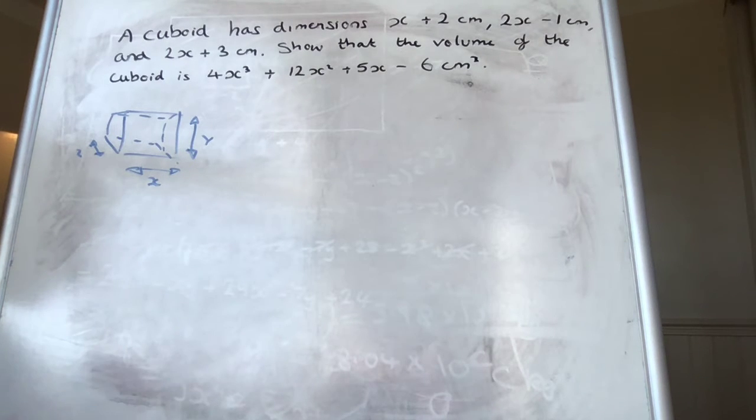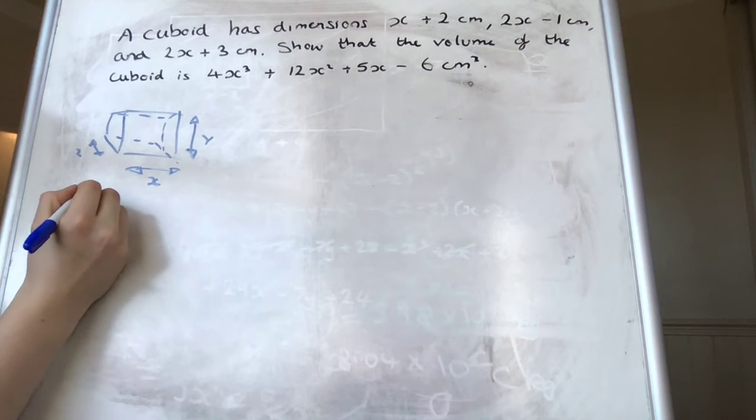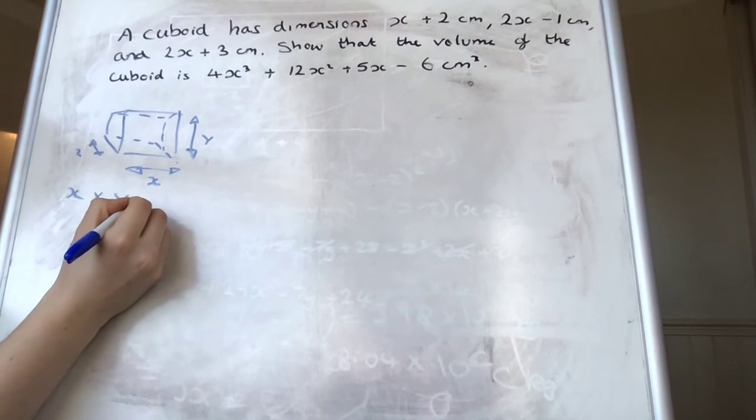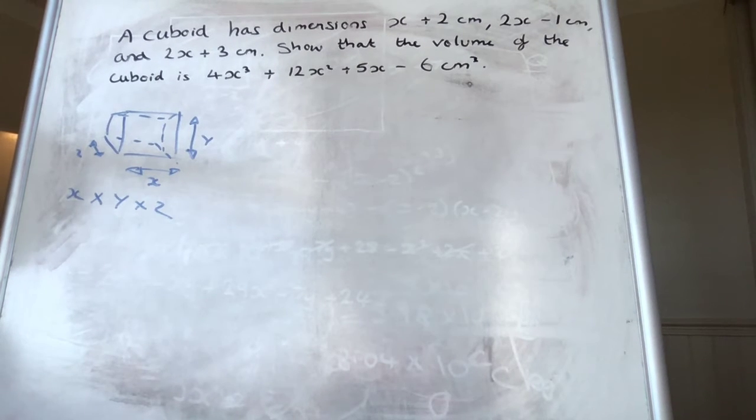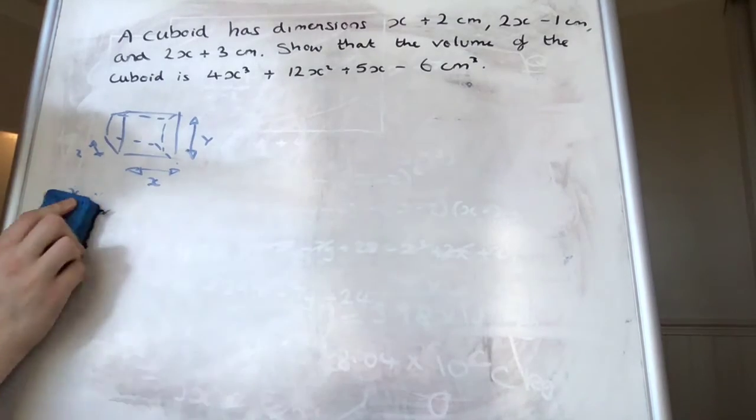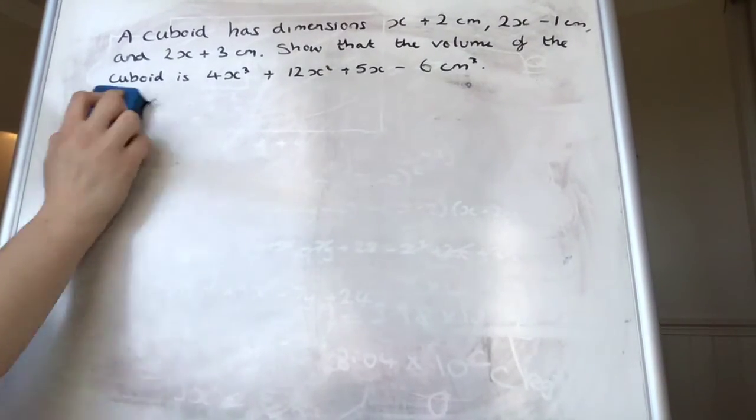to find the volume of this cuboid, we'd go x times y times z, okay? And that would be our dimensions. So we're now going to apply that thinking to this question.